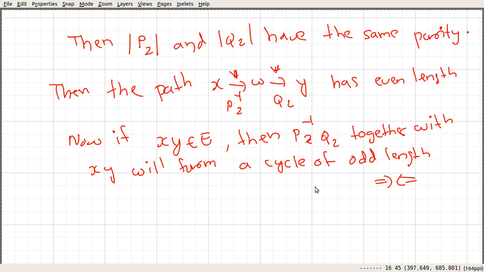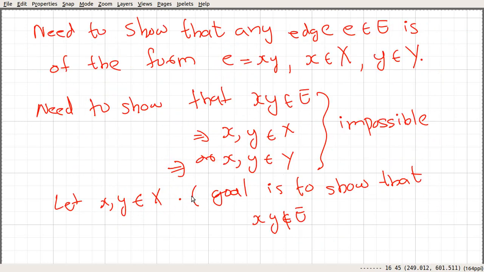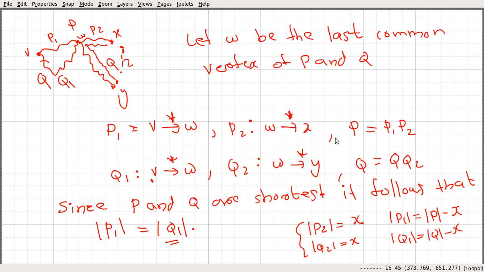And because of that, you can see that the edge xy is not an element of E. That's where we are heading; we are trying to prove this particular thing. If xy is an element of E and x, y both belong to X, this situation is not possible. Similarly, you can also prove this case: if xy is an element of E, then x, y both belonging to Y is also impossible. The same kind of argument can be used to prove that.